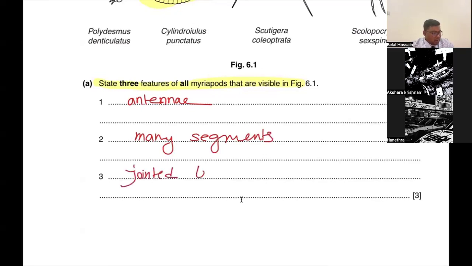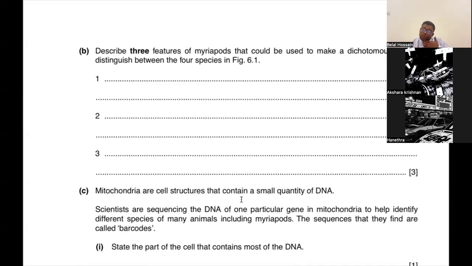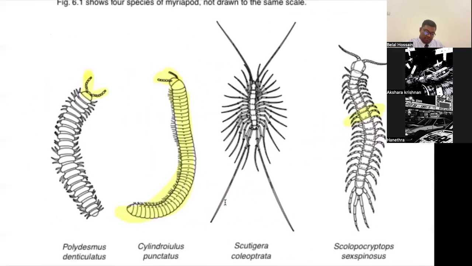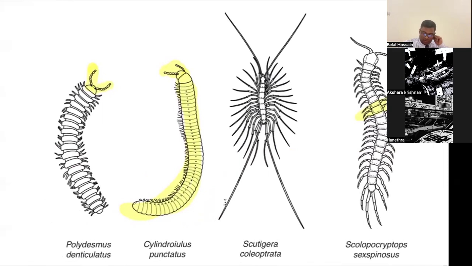No worries. Try and get better but also learn at the same time how you will do this kind of question. Describe 3 features of myriapods that could be used to make a dichotomous key to distinguish between 4 species. Here, you can see the diagram. Take a screenshot of it.